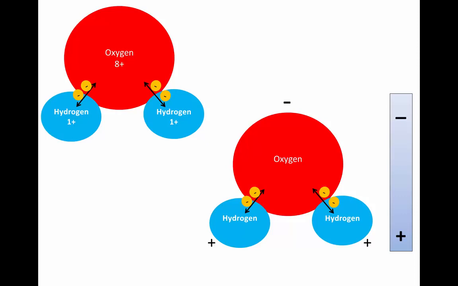Since the unequally shared electrons orbit around oxygen more often, it gives this end of the water molecule a slightly negative charge, and the hydrogen ends a slightly positive charge. Water is a polar molecule, sort of like a magnet with its polar negative and positive ends.